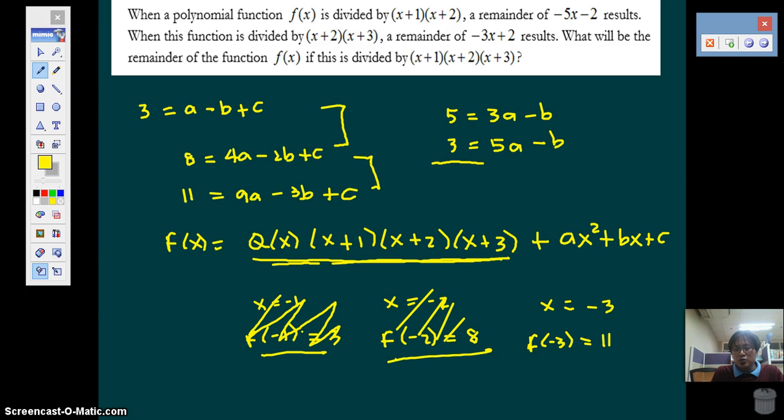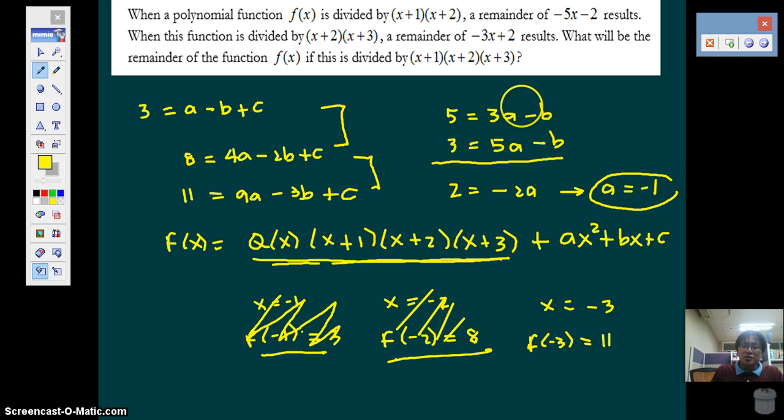Now these 2, again, this time I will subtract 5 minus 3, you have 2. 3a minus 5a, that will give you negative 2a. And then negative b minus negative b will cancel out. Thus you will have a value of a equal to negative 1. So you have your a.